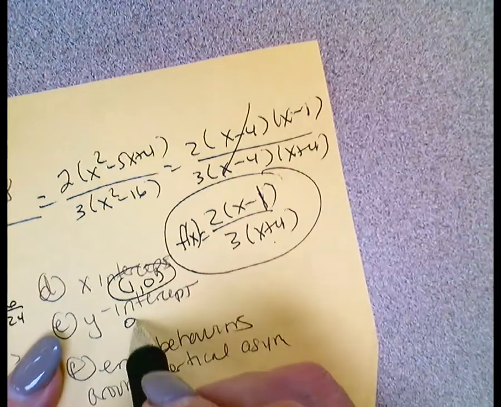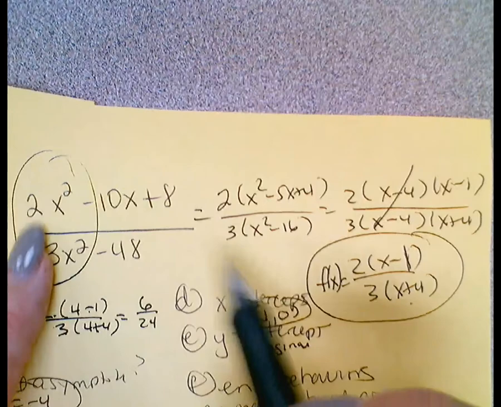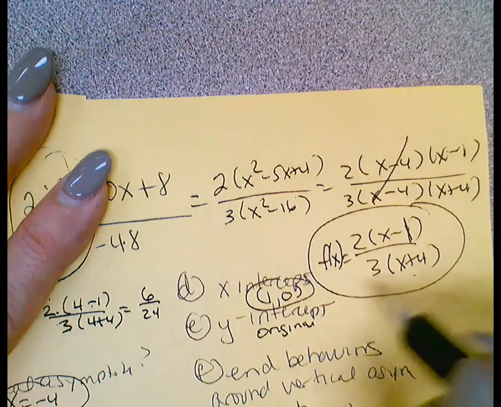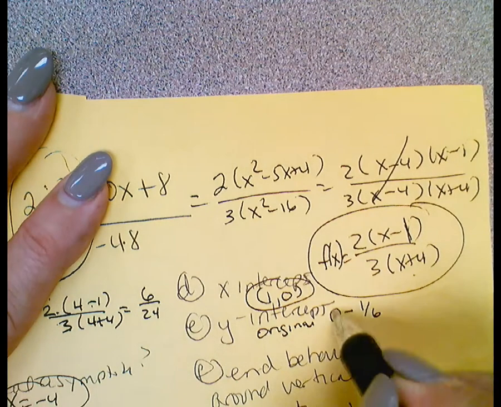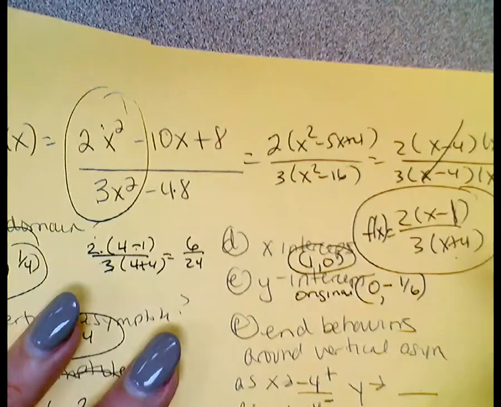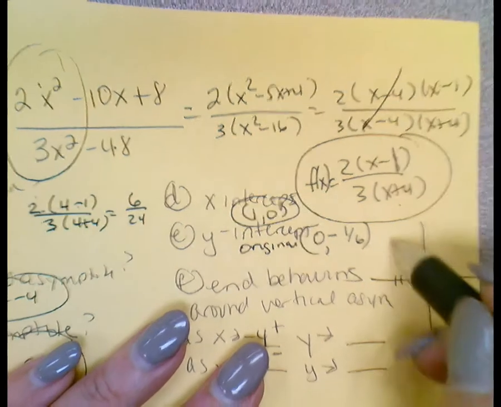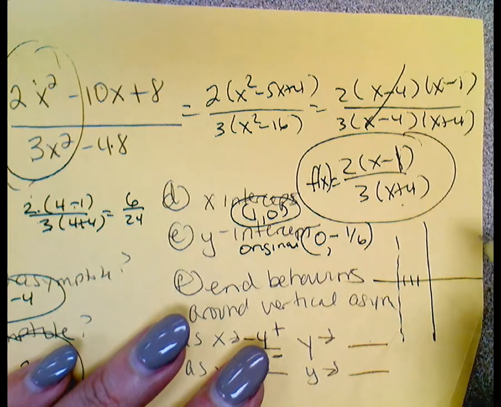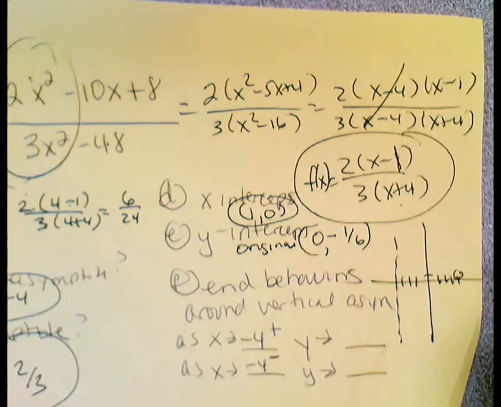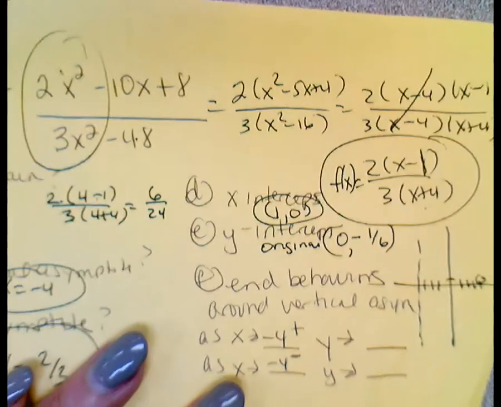Y-intercept, I get from the original. You can get it from the new one, but I think it's just easier in the original. So if you let x equal 0, here, here, here, and here, or just these three, this is your y-intercept, 8 over that, so that's 0, negative 1/6. And I can graph that. We have a vertical asymptote at negative 4. You have a hole at 4, 1/4. You have a horizontal asymptote of y equals 2/3. I really need a new graph for this. Let's do it on the back of this one.